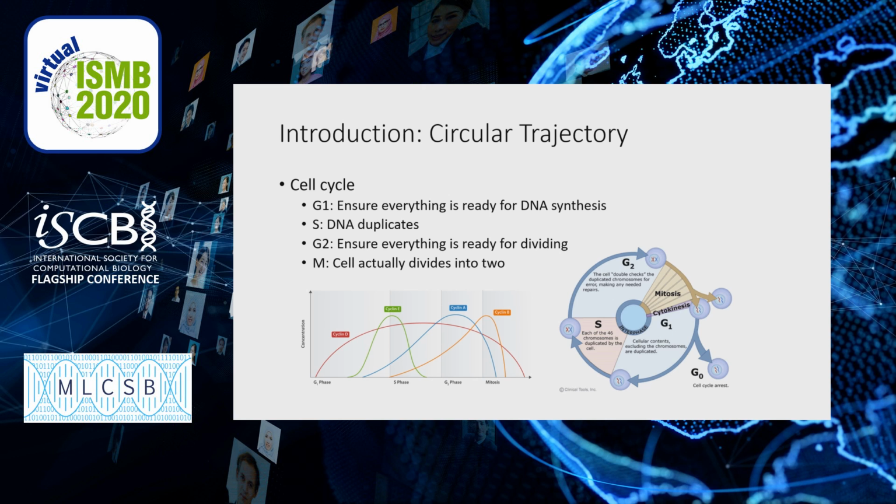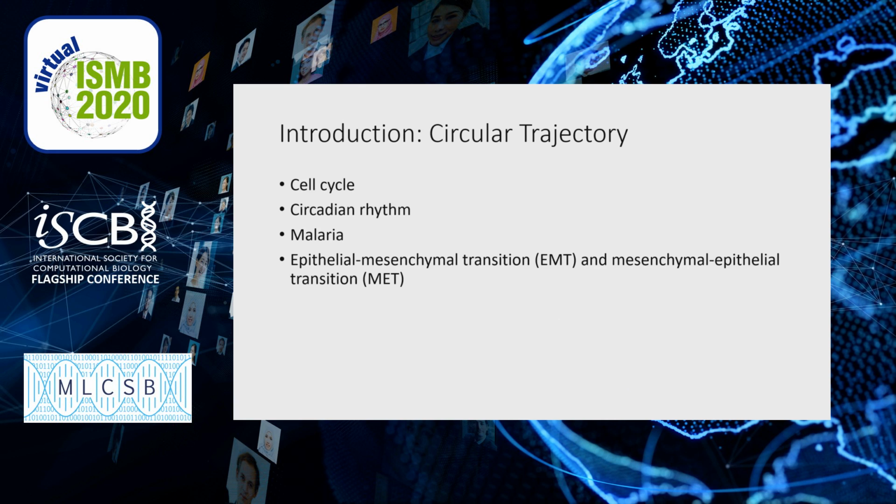As a matter of fact, many genes directly or indirectly related to the cell cycle will go up and down in different phases. That's very important information for us to recover the trajectory. Besides the cell cycle, there are also other circular trajectories, like the circadian rhythm and the onset of malaria. There are also other processes that can go back and forth and potentially form a circular trajectory. For example, the Epithelial-Mesenchymal transition, EMT, and its opposite, MET.